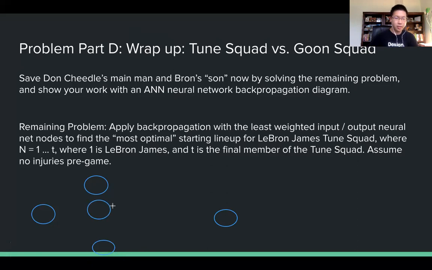All right, so these are basically your inputs of 1 to 2 to T. So these are your teammates of LeBron's Space Jam, basically. These are your so-called teammates.